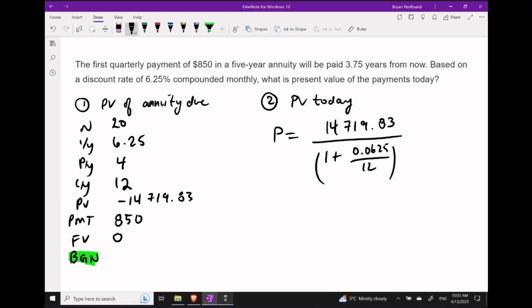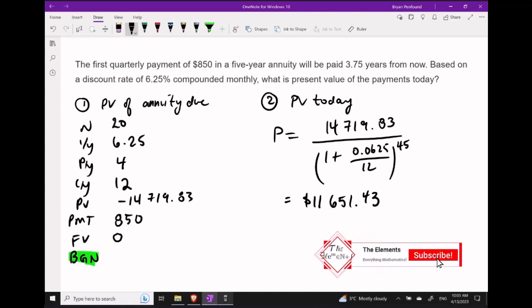So how many compounds are we going to have? Let's take our time step, which is 3.75 years, and let's multiply this by 12. That tells us that we should go through 45 compound periods. Performing the indicated division, we should get a final present value of this payment stream to be $11,651.43.